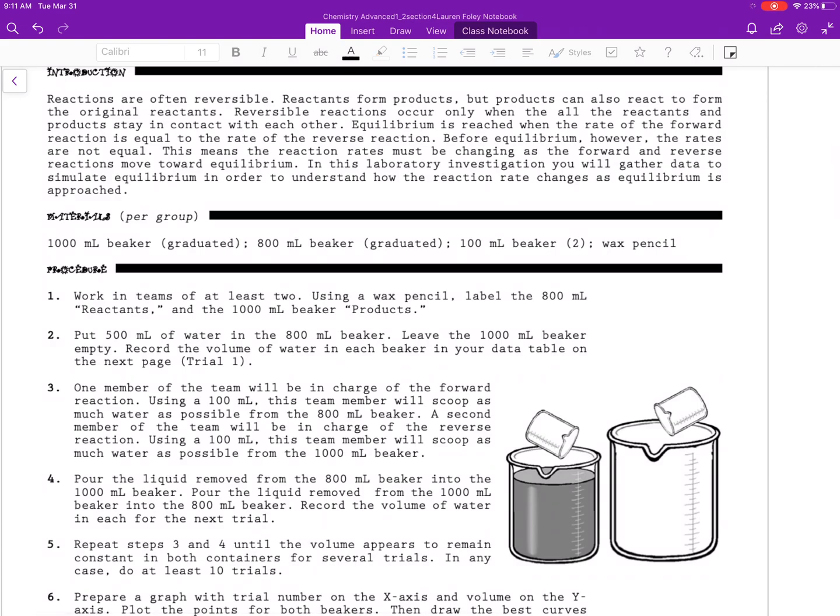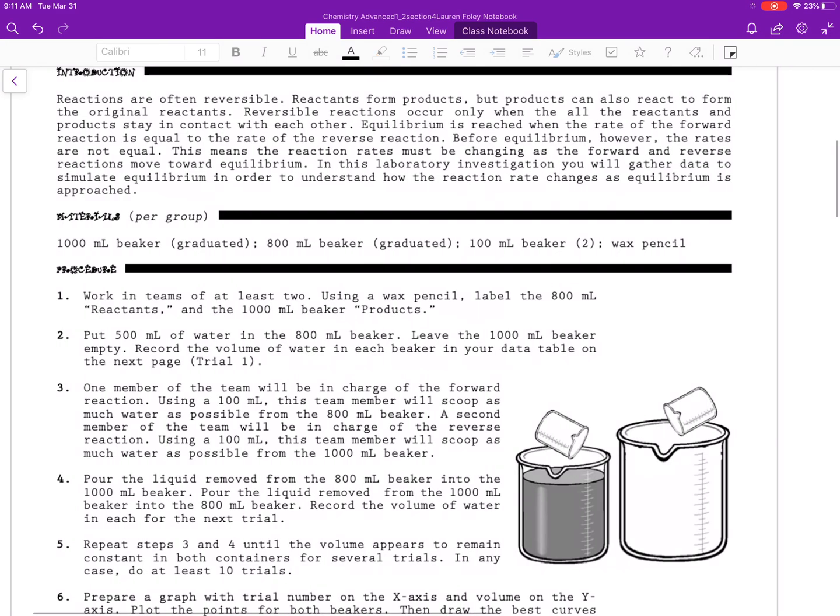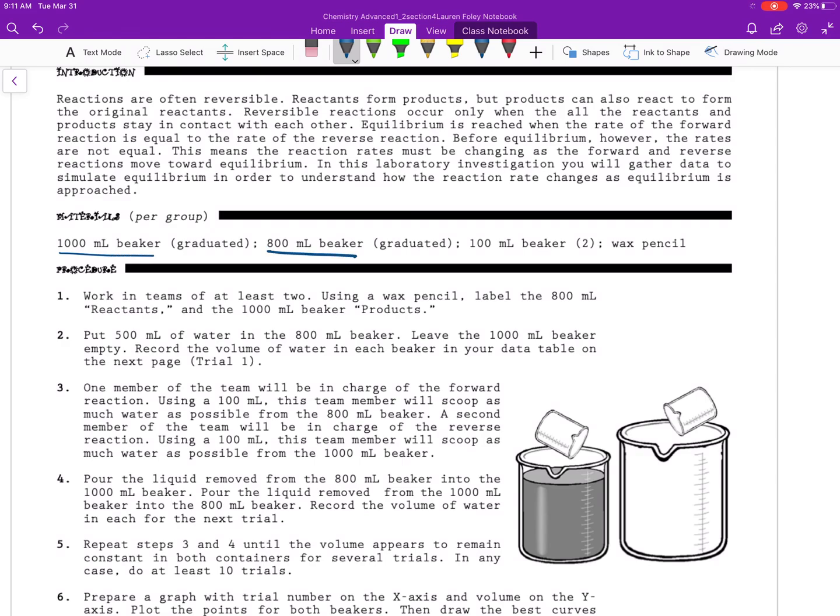So the materials that we would have used, let me change this. We would have used two large beakers, 1,000 and 800. We would have used a couple of smaller beakers. I usually use 50s, but it doesn't really matter. And so what we would do, following this procedure, is put 500 milliliters of water into the 800 milliliter beaker. That's this one.